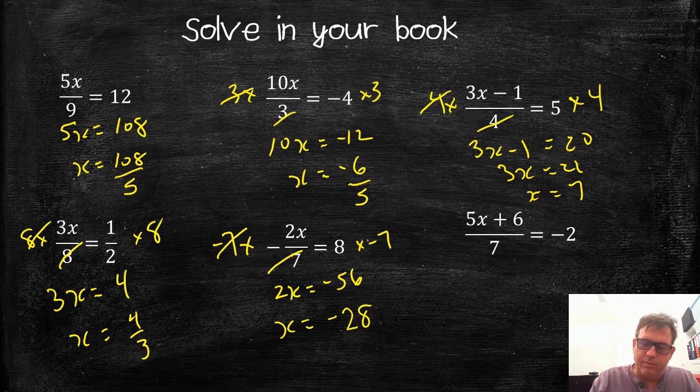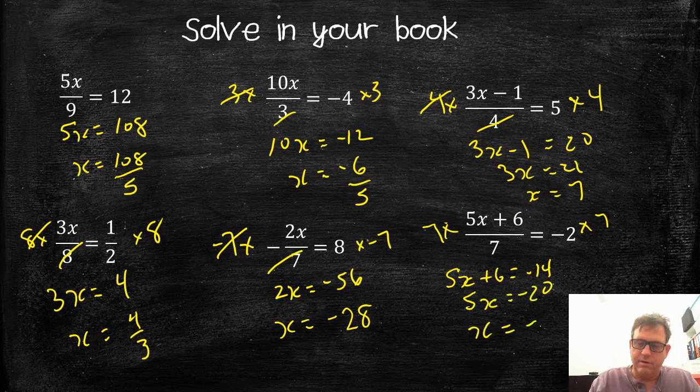The last one, I need to multiply both sides by 7. Multiply both sides by 7, so 5x plus 6 equals minus 14. Take away 6. 5x equals minus 20. Divide by 5. X equals minus 4. Quick check. 5 in the numerator. 5 times minus 4 is minus 20. Plus 6.